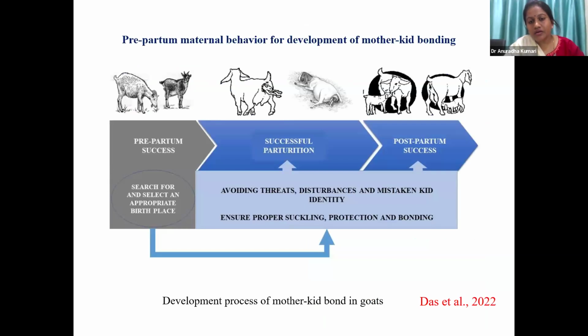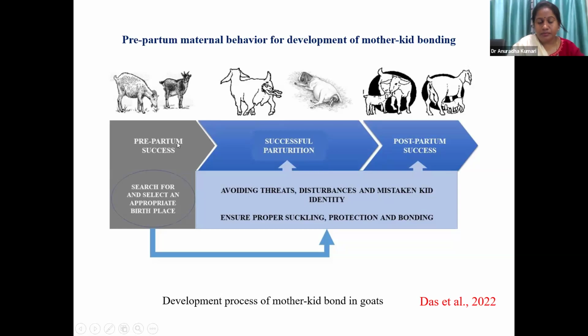Now we are going to start another important topic, that is mother-kid bonding. That is a very important factor for the survivability of the kid. This figure depicts the development of mother-kid bonding during the sensitive period. That sensitive period includes a few hours prepartum and some time after the postpartum. The prepartum success depends on whether the mother selects an appropriate place of birth, considering predation, disturbance, and misidentification of the kid. That will precede both the postpartum success and the development of strong mother-kid bonding.